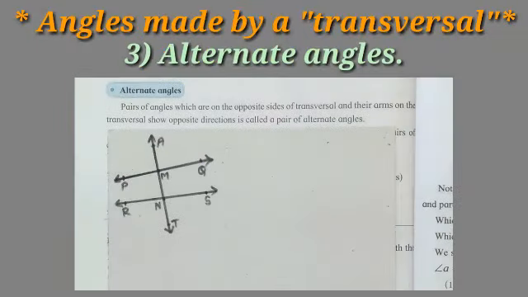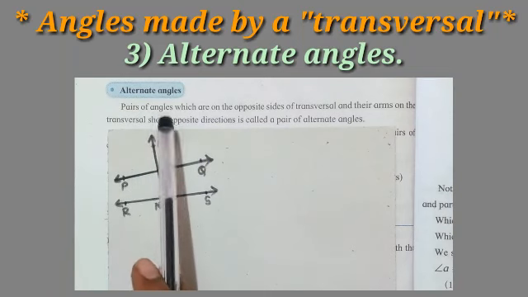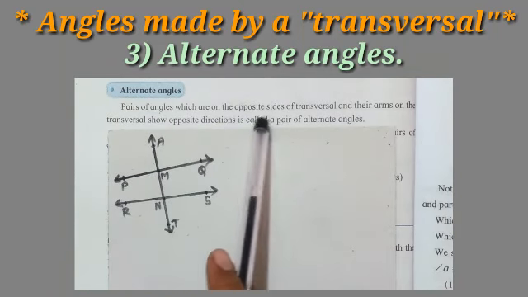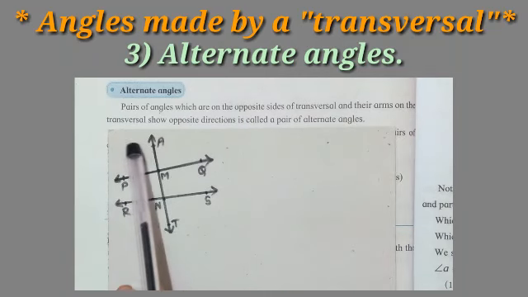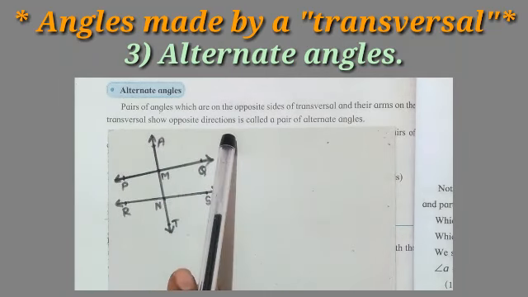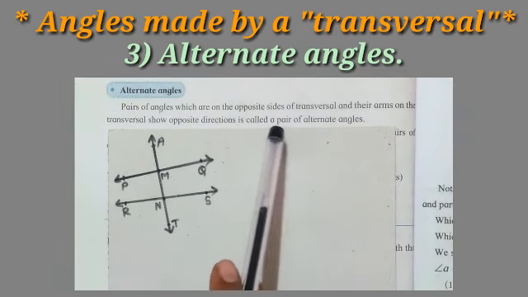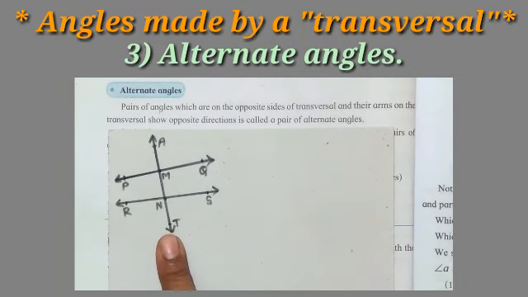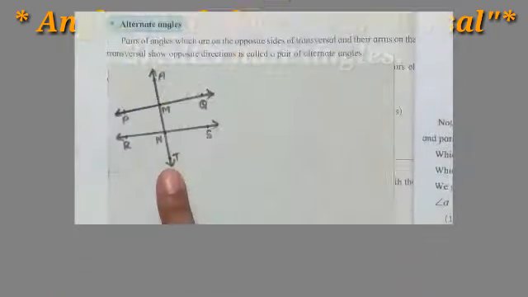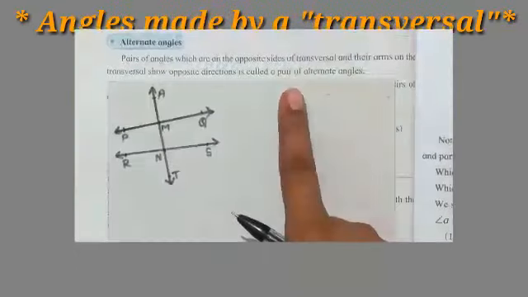Now the next angles, that is alternate angles. See the definition at first. Pairs of angles which are on the opposite sides of the transversal, and their arms on the transversal show opposite directions, are called a pair of alternate angles. Now this is the figure which you have to write just below the definition.